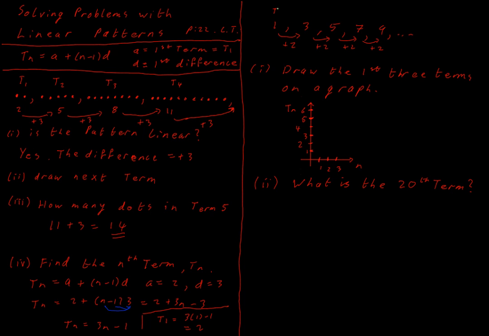So my first term is 1, my second term is 3, my third term is 5, my fourth term is 7, and so on. So my little numbers down here are my n numbers. So n is 1, then n is 2, then n is 3, then n is 4, and so on.